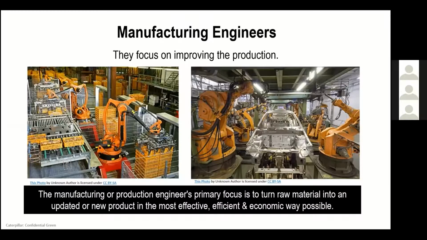And then manufacturing engineers are really focusing on improving production. A lot of times chemical engineers will have a similar function, but really what you're trying to do is turn raw material into a new product in the most effective, efficient, or economic way. I just took some images here, or I should say Anka took some images, of a robotic line, and on the right-hand side it looks like an automobile plant. Pretty fascinating. I've been through several of them over the years. And on the left it looks like we're dealing with some smaller parts.